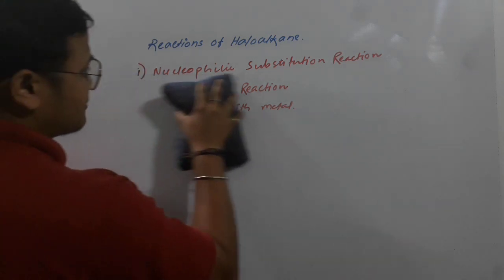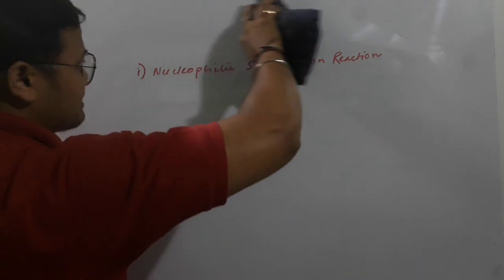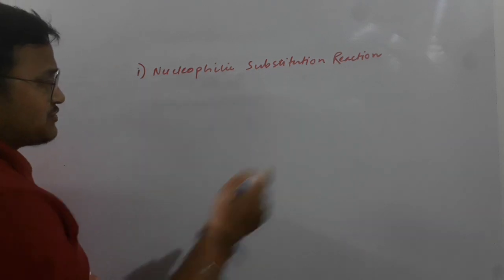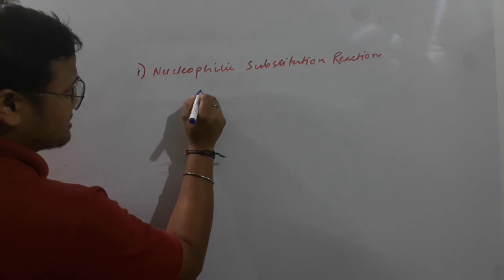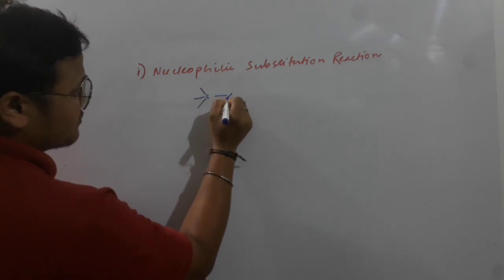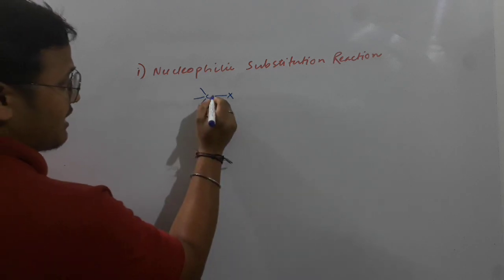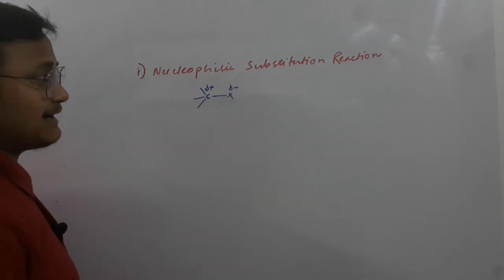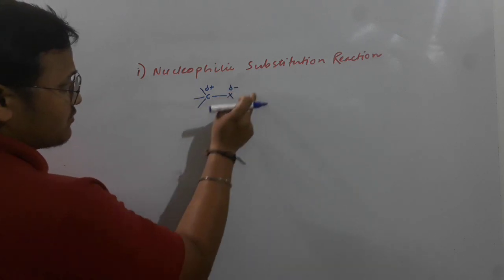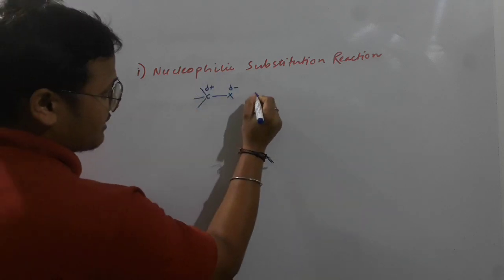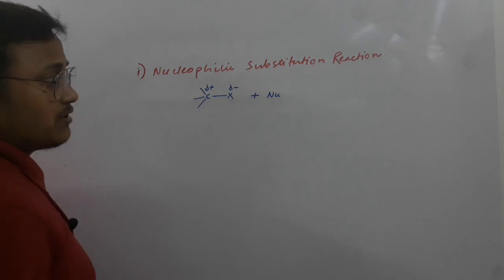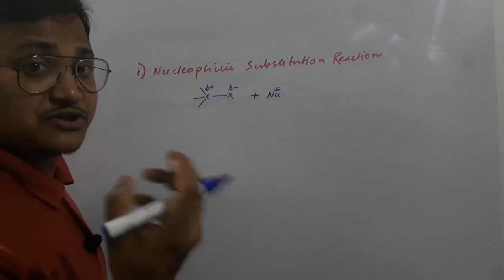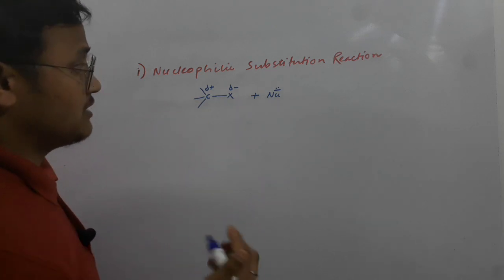First of all, we will be discussing the nucleophilic substitution reaction. As we are talking about haloalkane reactions, consider this is our haloalkane, where this carbon is slightly positively charged and the halogen is slightly negatively charged. Now what exactly we are doing with this alkyl halide compound is reacting it with a nucleophile. I think you are familiar with the term nucleophile. They are electron rich species.